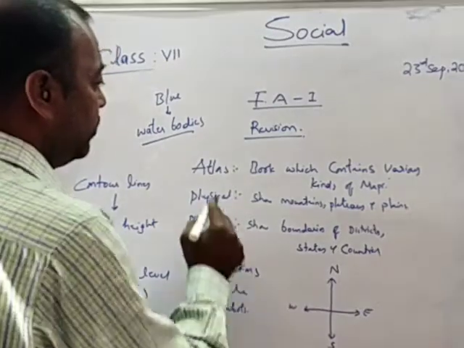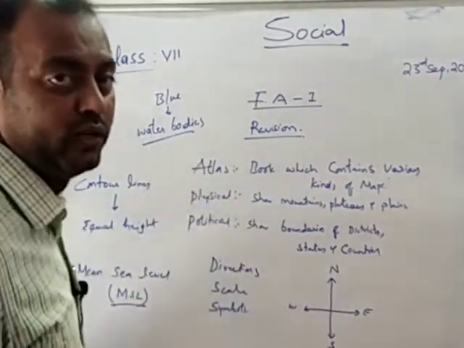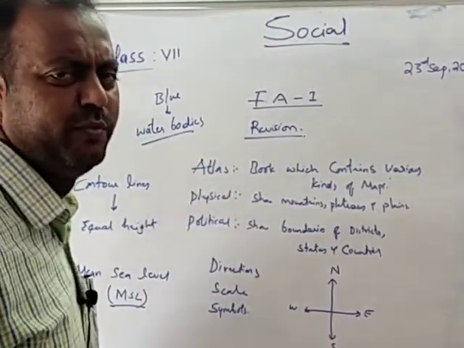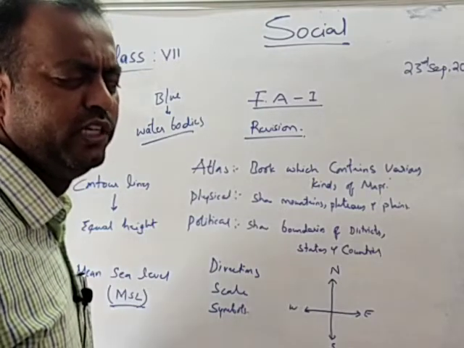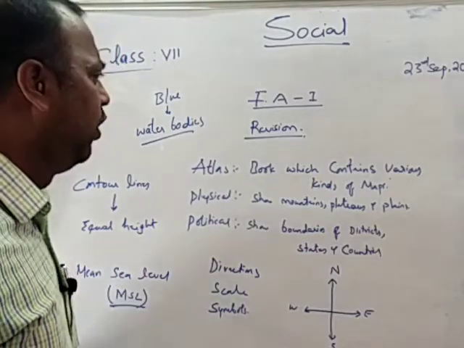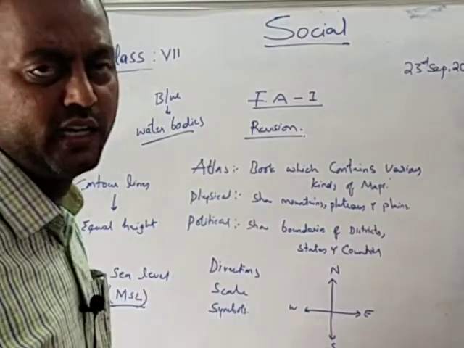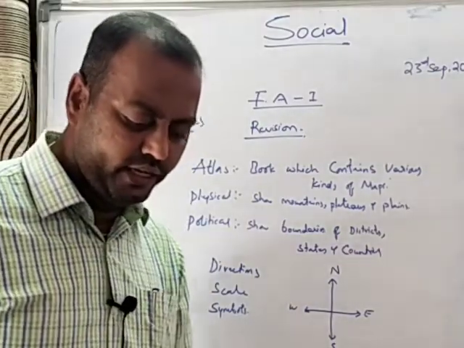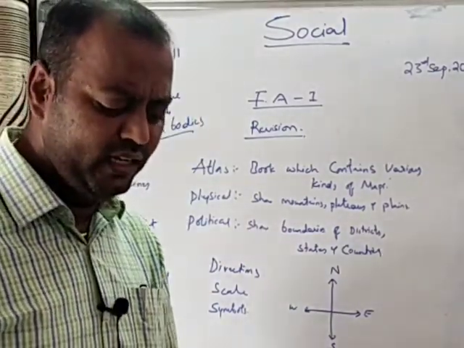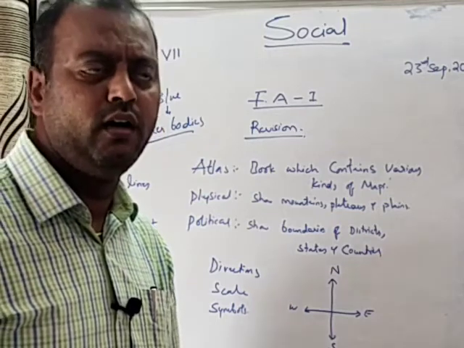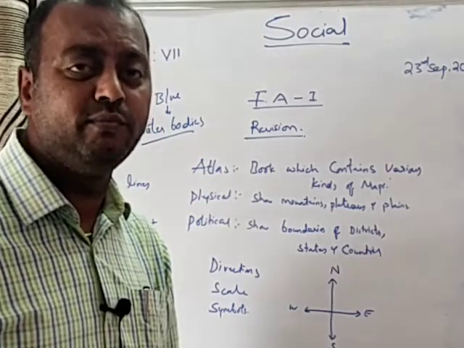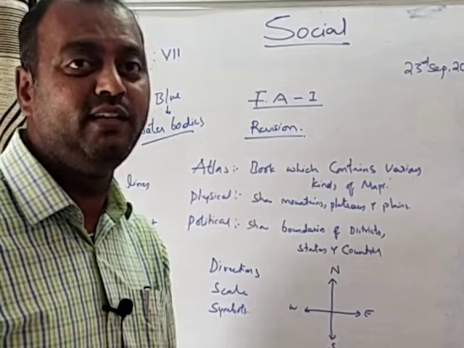If you look into the atlas, you will find the blue color generally marking the water bodies. It may be any kind of water body: it may be an ocean, a river, or a sea. So all the water bodies are generally colored blue. And why are all the heights measured from the mean sea level? And what is this mean sea level?